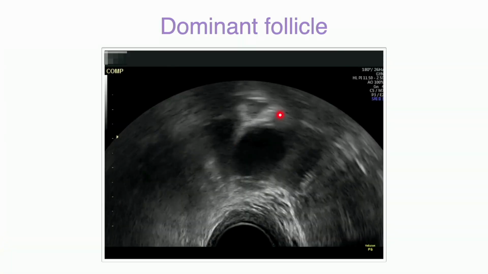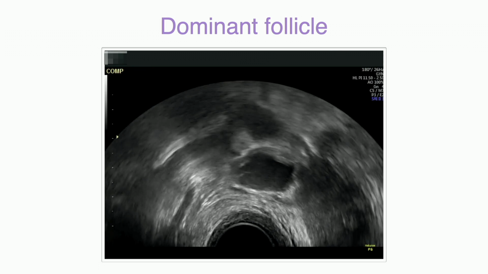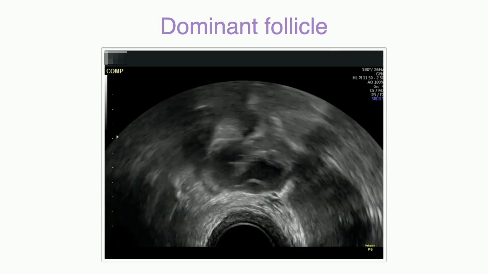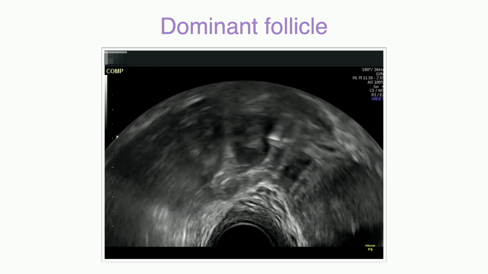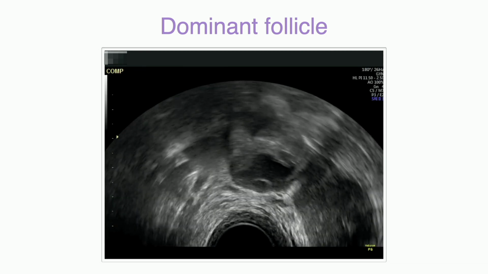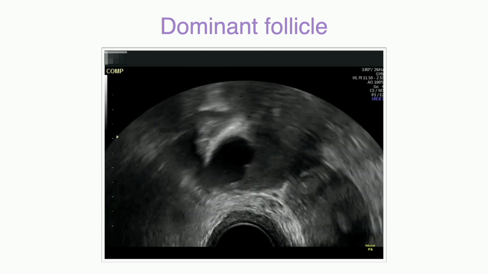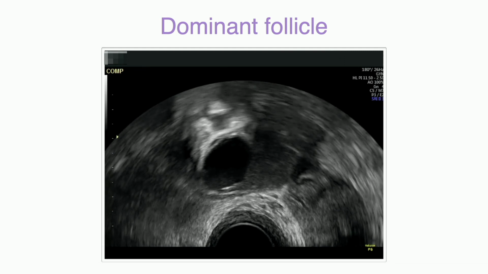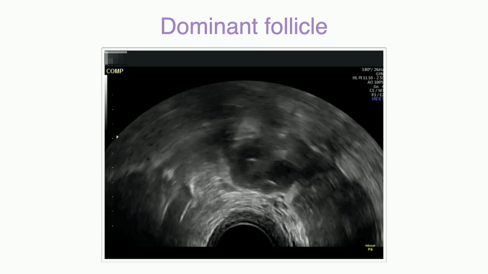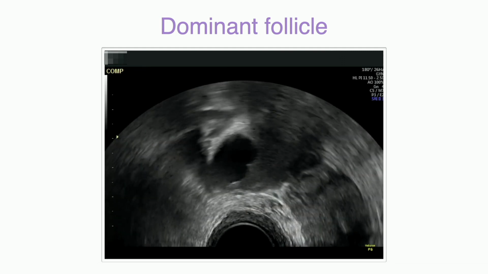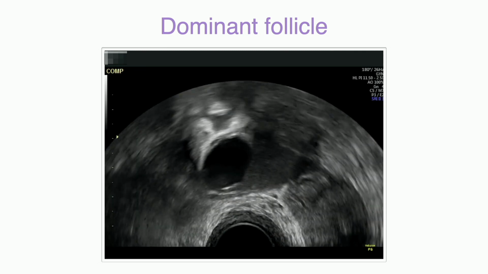In the course of the menstrual cycle, one follicle is chosen to become the dominant follicle. Remember, the dominant follicle reaches approximately 20 millimeters. When this follicle ruptures, the ovarian cycle enters its luteal phase. The ruptured dominant follicle undergoes physical changes and produces a structure called the corpus luteum.